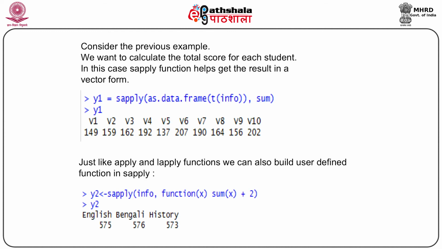Now consider the previous example. We want to calculate the total score for each of the students. In this case, the sapply function helps to get the result in a vector form. So we will just type the following command and here is what the output is. Now, just like apply and lapply functions, we can also build a user-defined function in sapply as well. For this, each of the sums for the variables will be increased by 2.